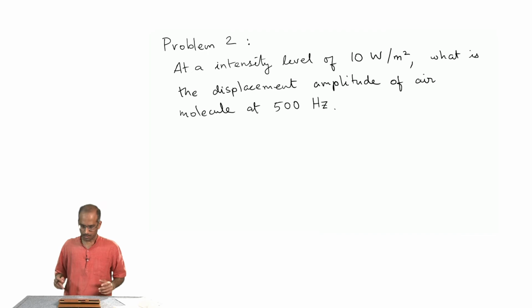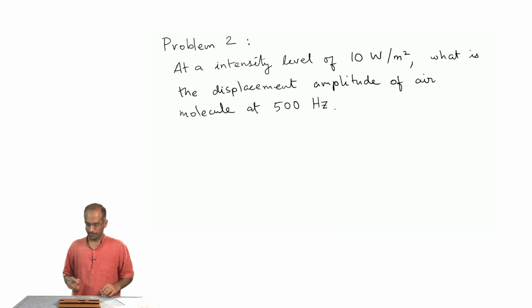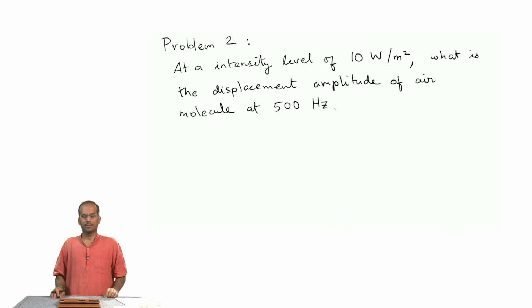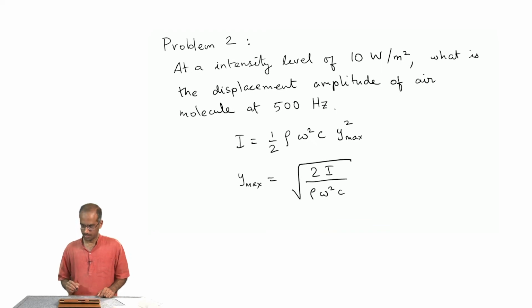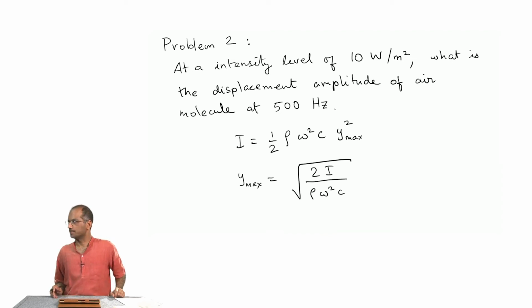So, there is sound at an intensity level of about 10 watts per meter square. The question is, what is the displacement amplitude of air? So, which means find the maximum of the displacement of your air parcels when the sound is of about 500 hertz frequency. So, y max will be 2 I divided by rho omega square C square root, and now we just need to put in the numbers, keeping in mind that omega is 2 pi times the frequency, where the frequency is given as 500 hertz.